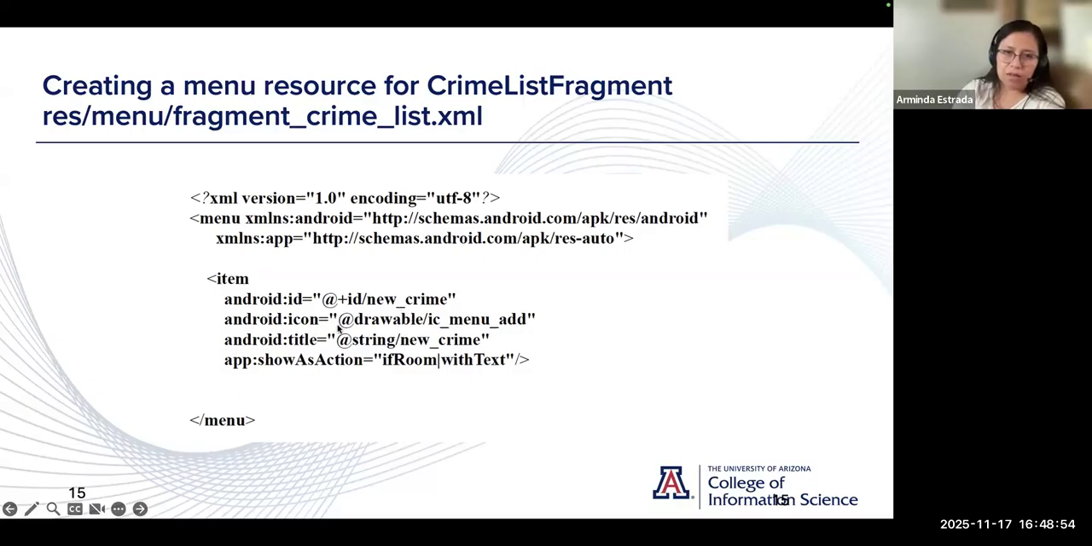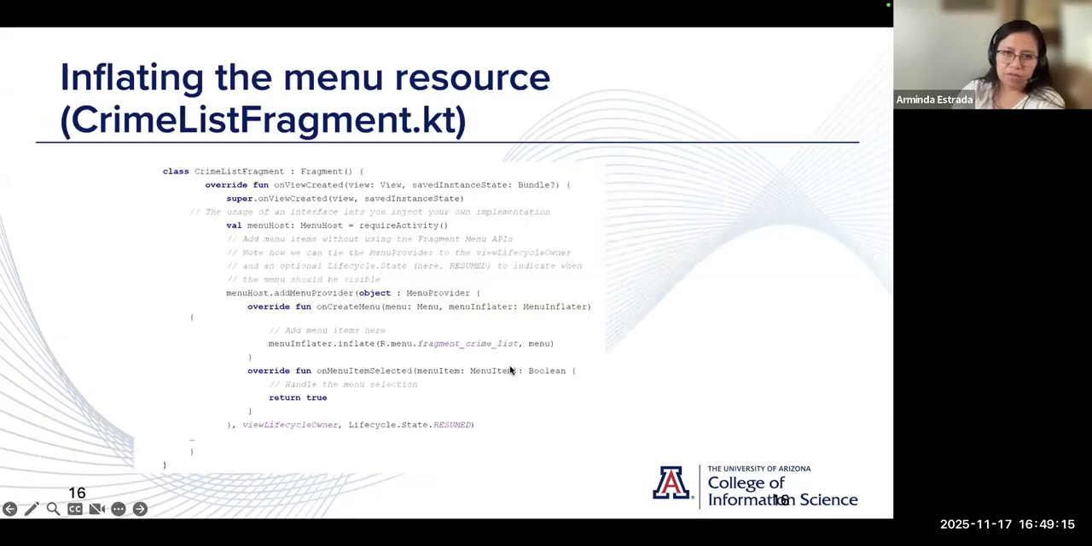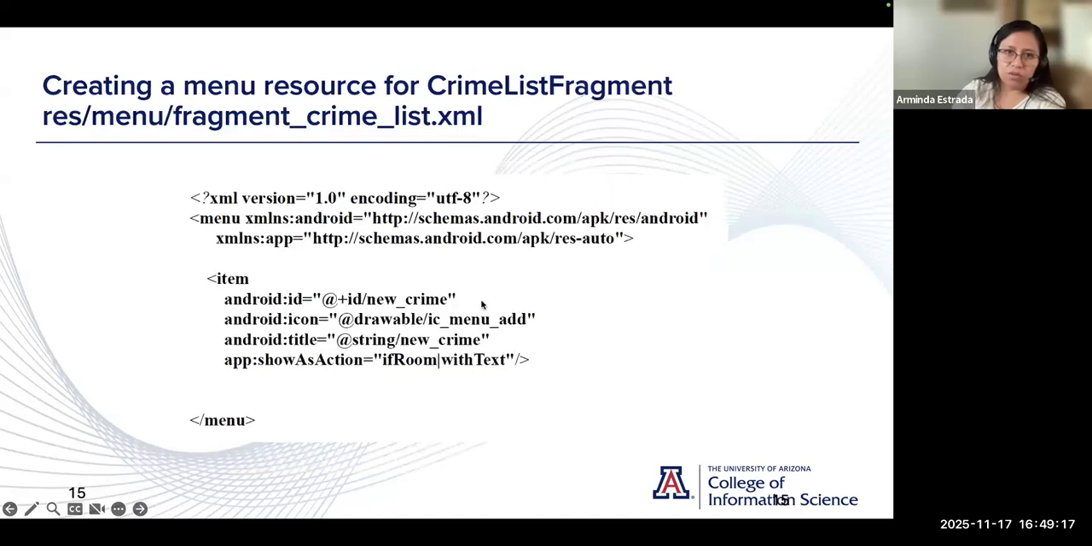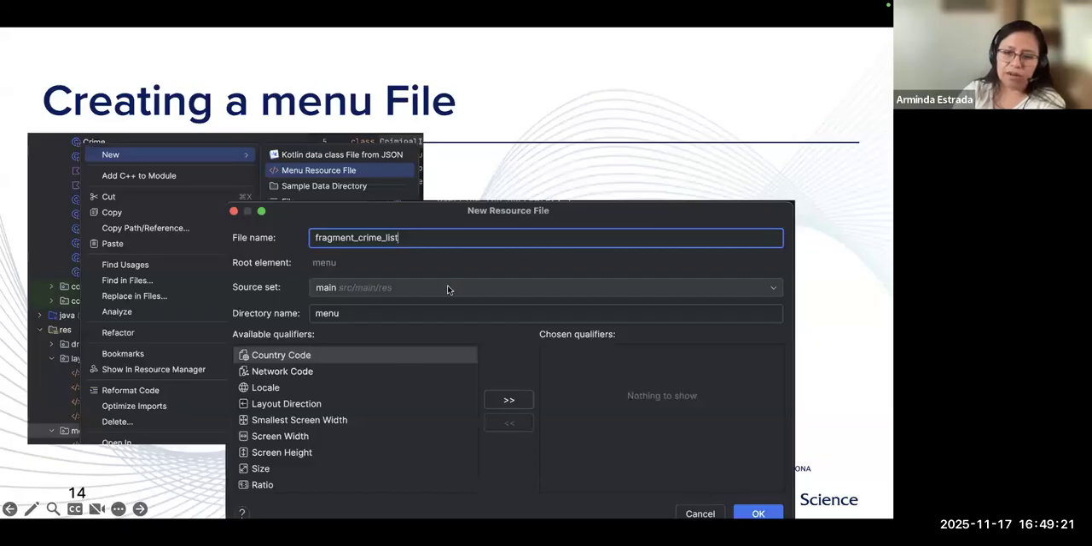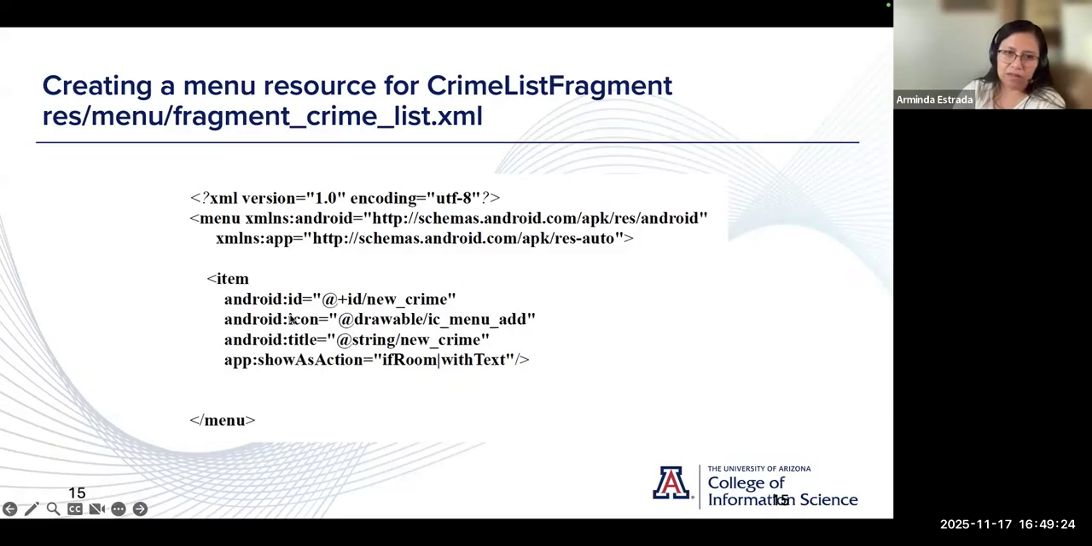We're going to add the icon. So at drawable, this is where your icons are living for right now, your drawable resource folder. Okay, so in here, the name of the icon that you decide to name it, and then the title, and then app show as action, and then if room with text. Okay, so that's how you would use or edit this fragment list XML file that you created here. That's like the only thing that you need to add.